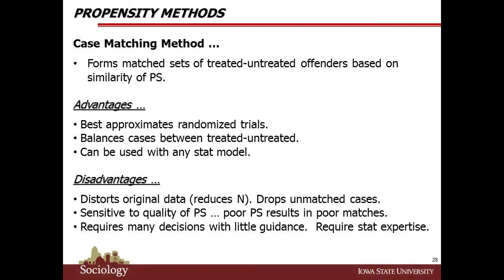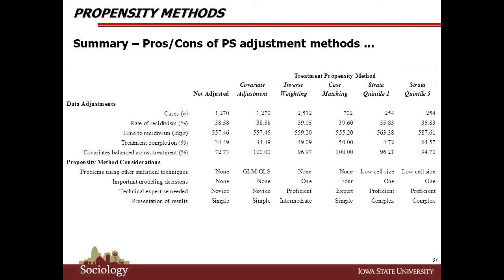For example, if you go to page 37, let's just look at the top. Looking at the number of cases in the top line, originally we had 1,270 cases. Using the covariate adjustment, we don't change the number of cases in our data. Using the weighting, we add over 1,000 cases to the data. That means we're double counting offenders multiple times in the data set.